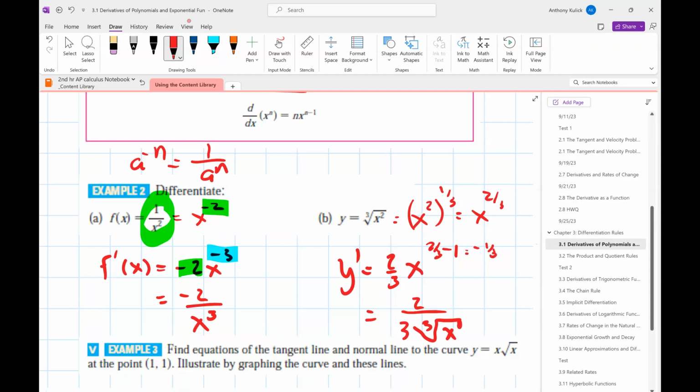Does that help? Oh, never mind. That makes a lot of sense. So the negative makes it go in the denominator, and the 1/3 turns into a cube root. So that's why I have the cube root of x in the denominator.